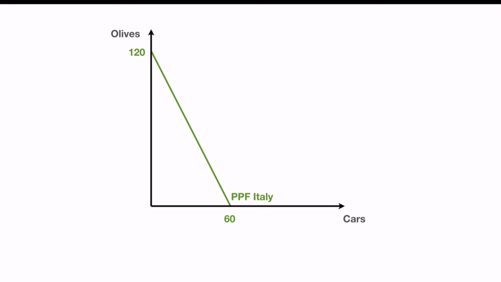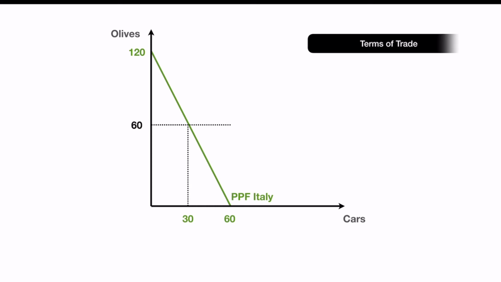Originally, if Italy had split resources equally between olive and car production, they would have been able to produce 60,000 tonnes of olives and 30,000 cars. However, if they specialised and allocated all resources into olive production, they could produce 120,000 tonnes. They could then retain 60,000 tonnes for themselves and trade the other 60,000 for 60,000 cars.